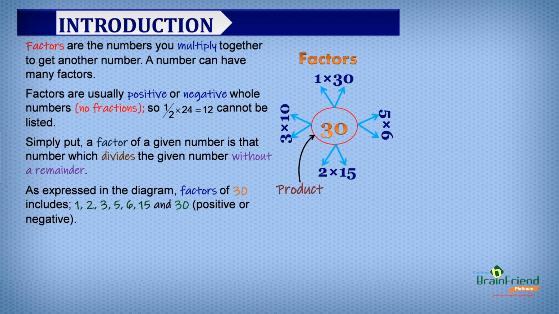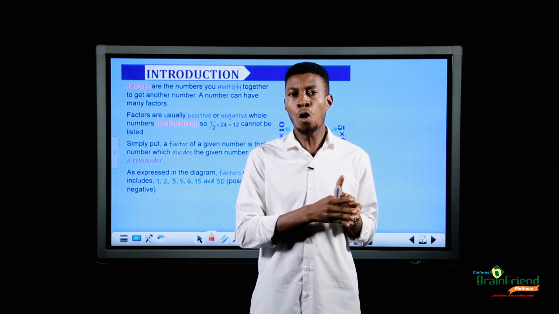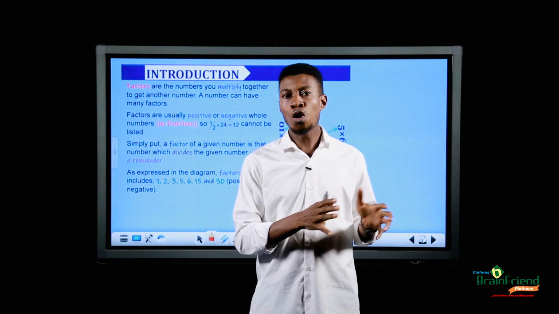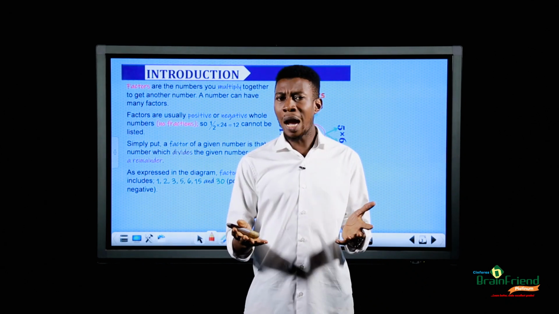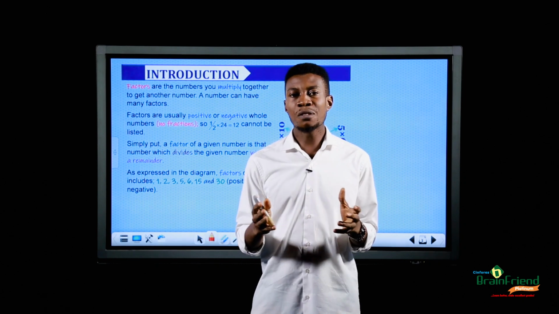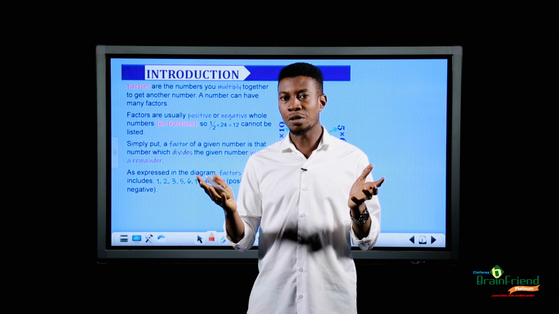Factors are numbers we multiply together to get a certain number. A number can have numerous factors. These factors can either be positive or negative, but they are never fractions or decimals. Now, what do I mean? The number 12, for example, has factors like 1, 2, 3, and so on.